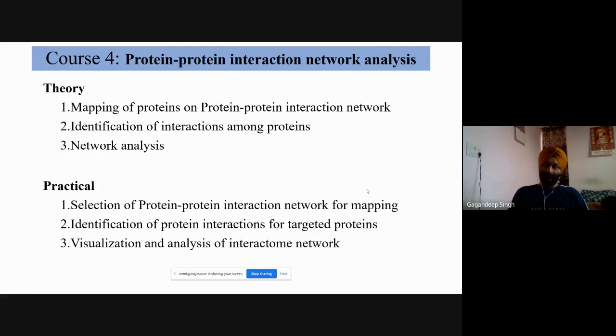We should be careful before designing any drug for any protein that we have selected. What is the effect if we have designed a drug for that protein? If we have designed a drug without knowing the interaction of that protein, maybe some important pathway can be blocked, and by that drug the side effect is more. So protein-protein interaction network analysis is very important in bioinformatics as well.